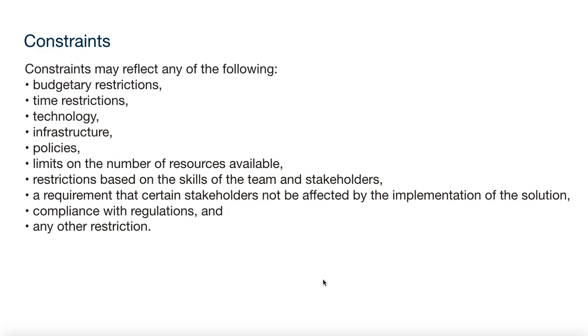It could be any constraint which the organization might be having. Okay, it could be budgetary restrictions, time restrictions, the technology infrastructure policies, the number of resources that are available at hand, the restrictions which are based on the skills of the team, stakeholders. Could be a requirement that certain stakeholders may not be affected by the implementation or the solution, compliance, regulatory and any other restriction. You need to consider all these constraints when you're defining the future state, because if you don't consider these constraints, it's going to go a waste of effort and value.